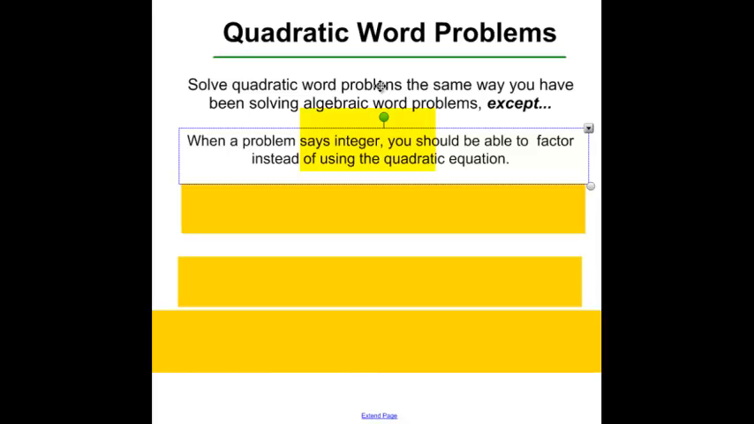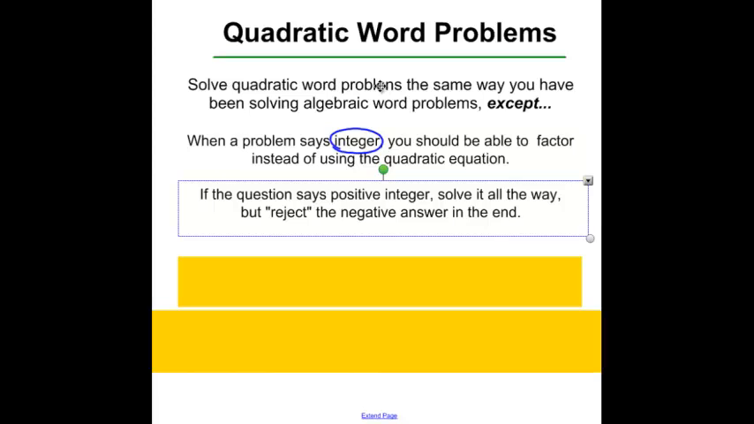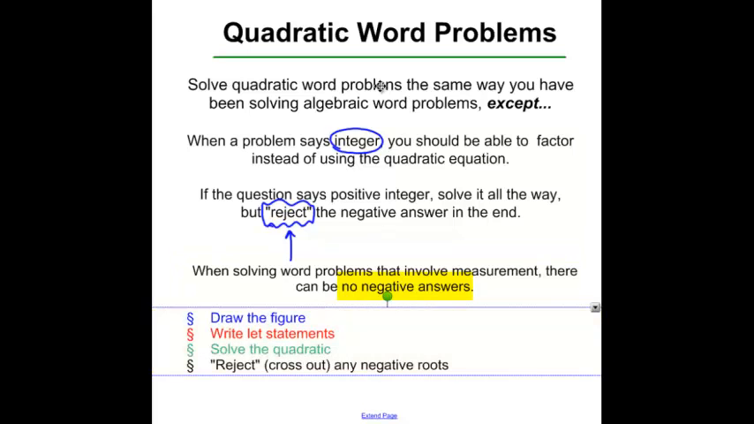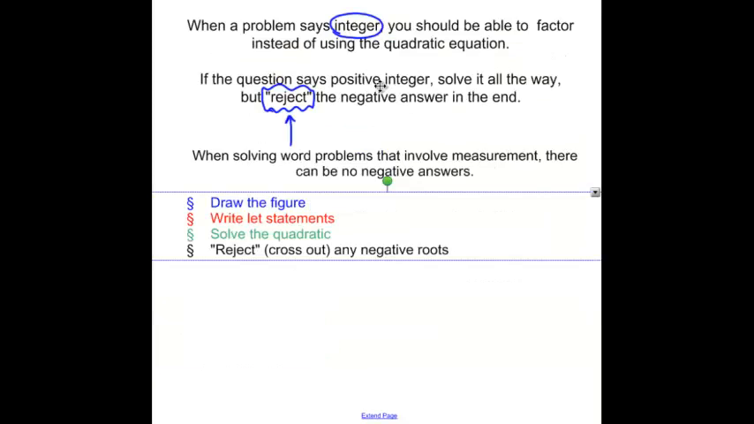So if it says integer, you should be able to factor that. You should not have to use the quadratic equation. If the question says positive integer, you will solve it all the way, but you will reject the negative answer in the end. Okay? And you have to show that reject step. When solving word problems that involve measurement, there can be no negative answers, so you will go back and reject the one that's negative. So the steps to solving these would be to draw the figure. You write your let statements or use x's within the drawing and then solve the quadratic. You would reject any negative roots.